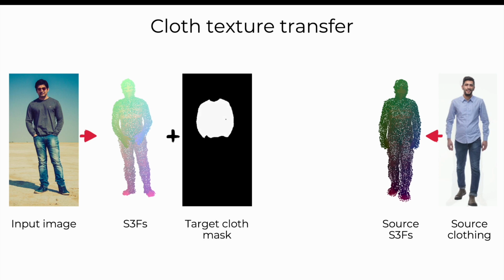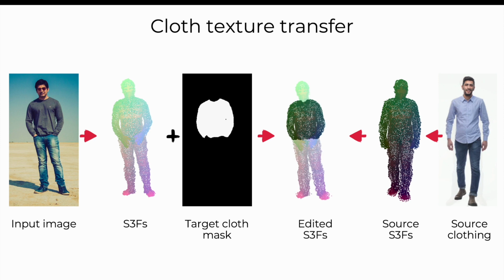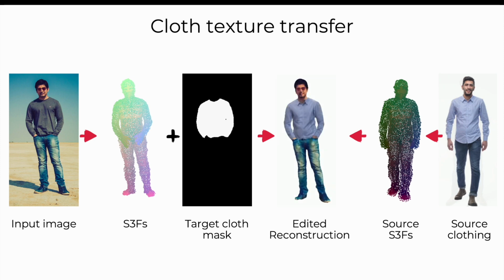Now, given the segmentation mask of a target piece of clothing we want to edit, like upper body clothing in this case, we can easily find the target features that belong to it and combine the S3Fs from both images. By doing this, we can obtain the edited reconstruction showing the original person wearing the source clothing.